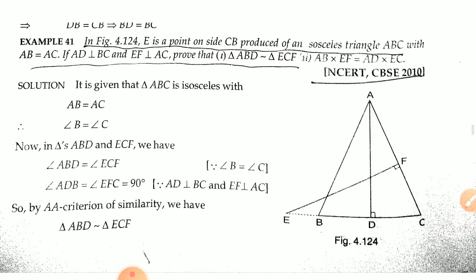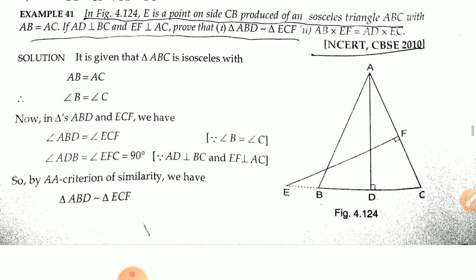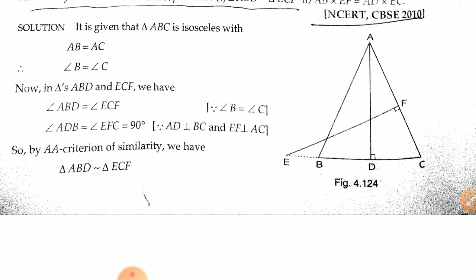Then prove that: first, triangle ABD is similar to triangle ECF. And second, AB into EF is equal to AD into EC. Now we will see the solution.